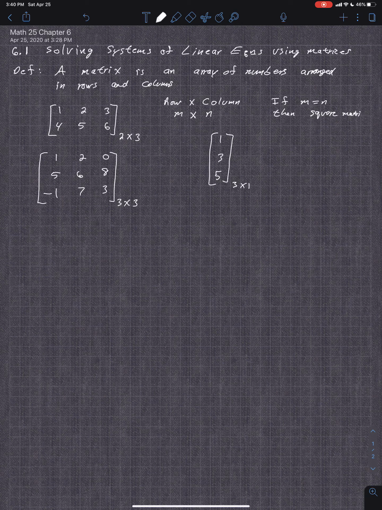So first, let's define the concept of a matrix. A matrix, I have a couple examples there already, is just an array of numbers. And the array of numbers is arranged in rows and columns. It's always row by column. And so we describe the rows and columns as it's always a row first. So M by N is how we usually describe it.